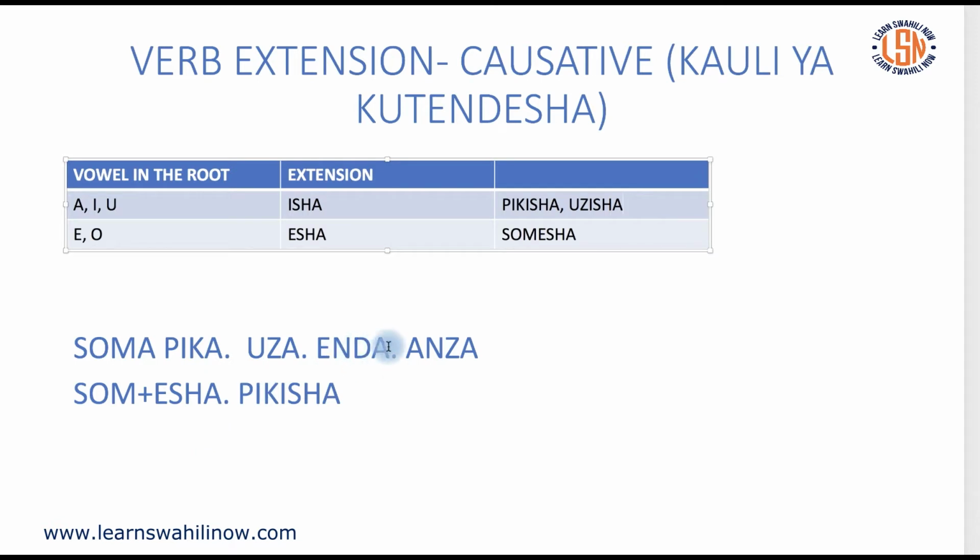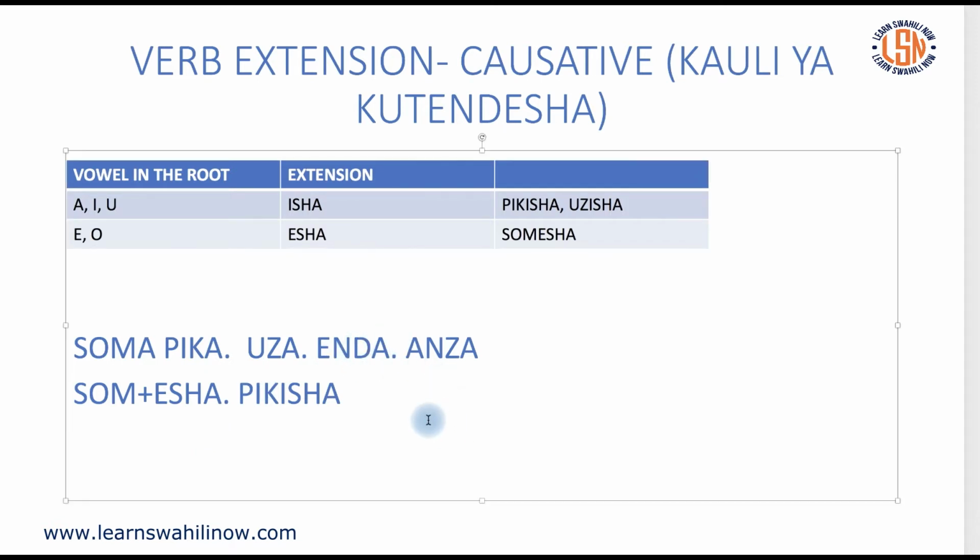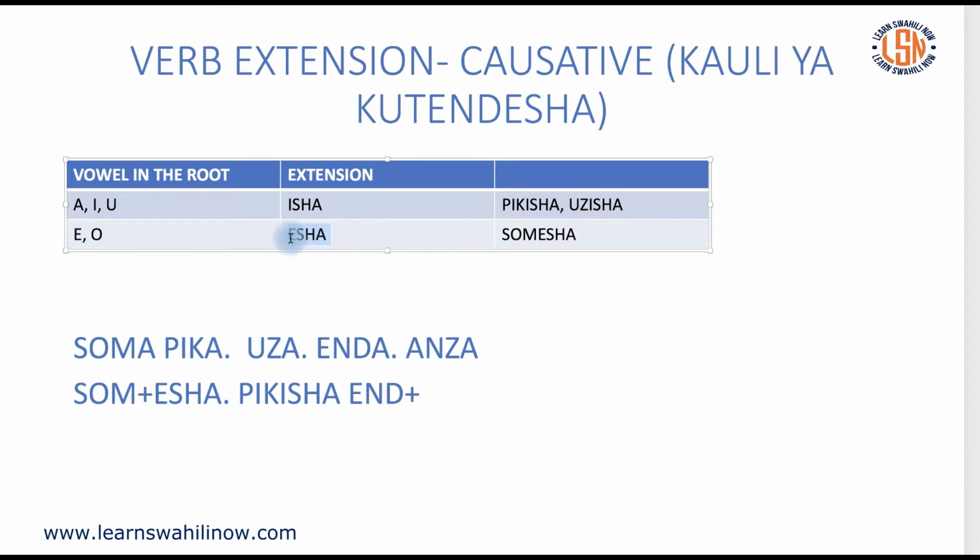All right. And then enda. Okay, we come down here. We say end plus, what is the vowel? The vowel is E. So we come down here and we're like, okay, esha is the end.